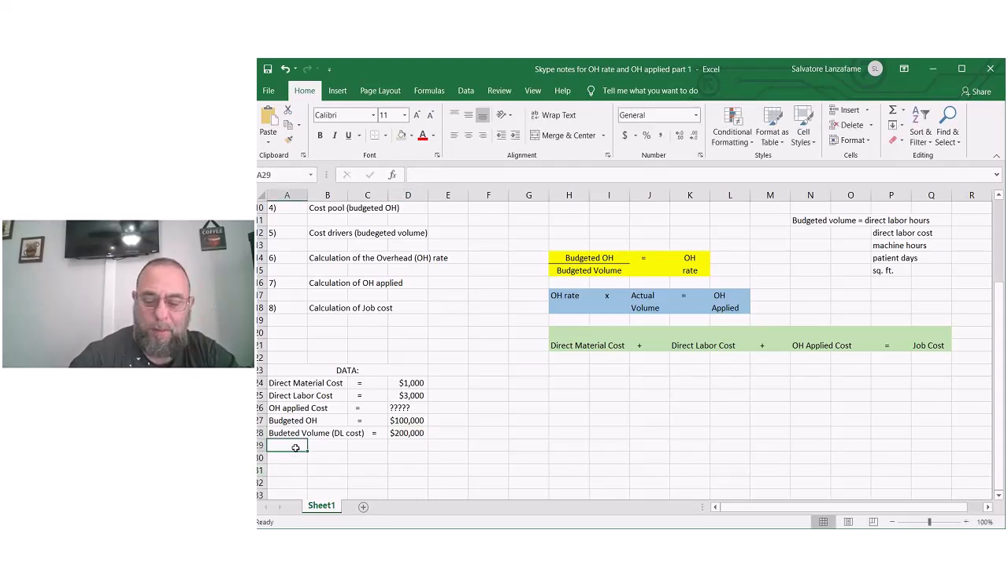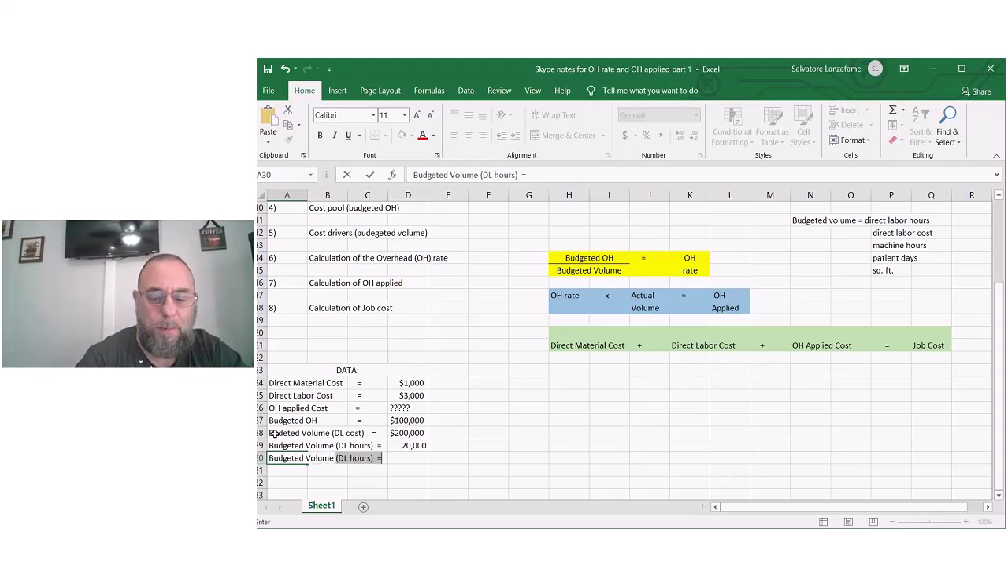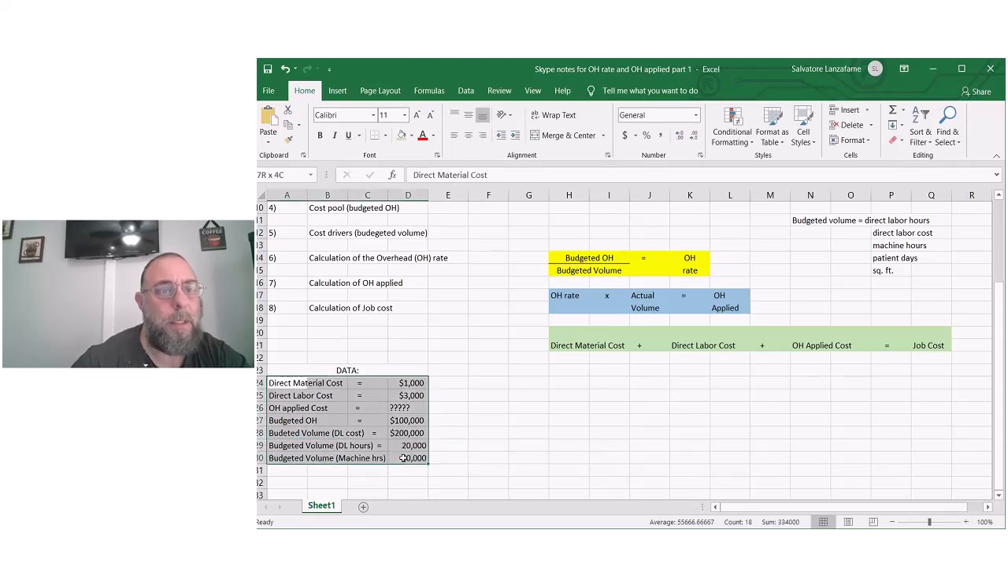Let's say we have another budgeted volume. Now I'm going to throw multiple budgeted volumes at us. We're going to have to figure out which one we should use. Let's say another budgeted volume is direct labor hours, and the direct labor hours involved in this example are 20,000 hours. And let's go with one more. Instead of direct labor costs or direct labor hours, let's say it's machine hours, and the machine hours turn out to be 10,000. So this is the information in our little data box.